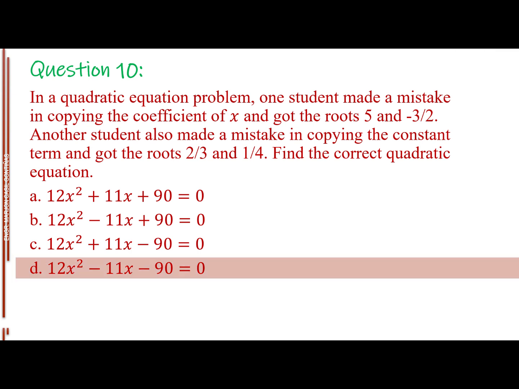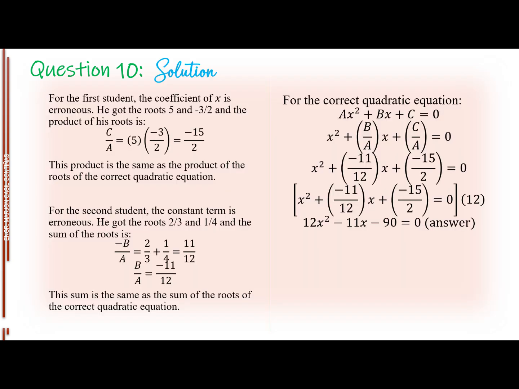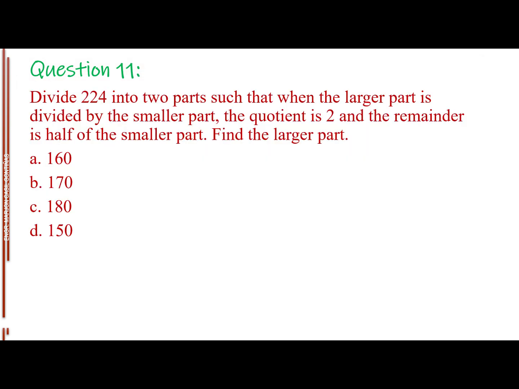The answer is letter D, 12x raised to 2 minus 11x minus 90 equals 0. Just pause this video for the solution. Corrections are highly appreciated. Question number 11.